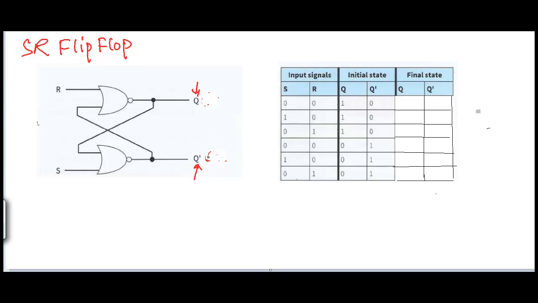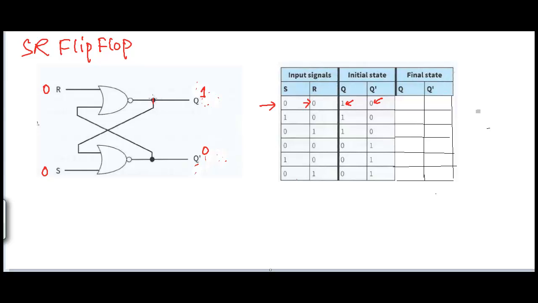Let's take a look at this table that we have, and let's see how we're going to solve this, right? So let's assume the initial state of Q is 1. This is the initial state of Q, and the initial state of Q bar is 0, and the input S that is being provided is 0, and the input R that is being provided is 0. Okay, so let's see how this works.